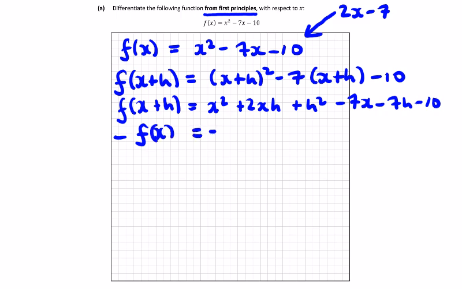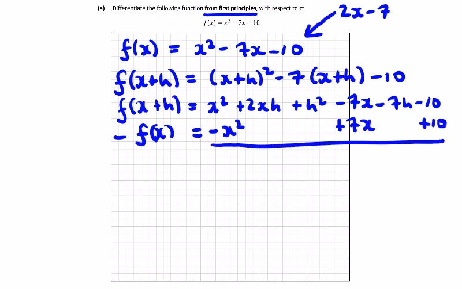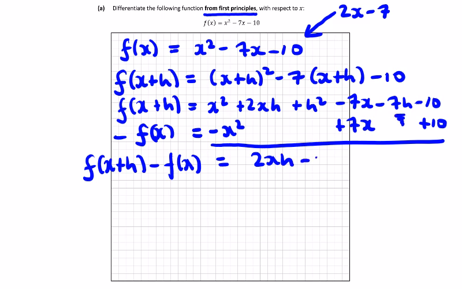So let's see what happens there. Minus f of x is going to be minus x squared plus 7x and plus 10. So we line them up. If we have f of x plus h minus f of x, we're going to get 2xh. I'm going to bring the 7h beside it, minus 7h, and then plus h squared. So you should be able to see the answer in this part of the question. The answer is 2x minus 7.